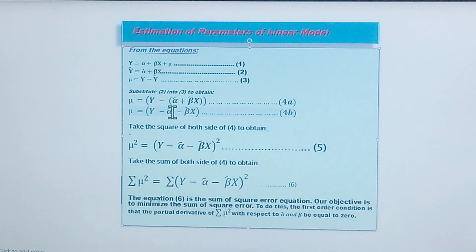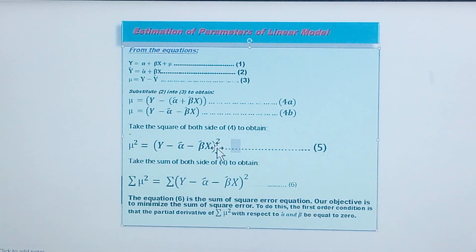So if we open this bracket, y multiplied by alpha, minus multiplied by alpha will give us minus alpha cap. And of course, minus multiplied by plus will give us this minus, and then we have beta cap x. So here we have opened the bracket in equation 4a to obtain equation 4b. The next thing is we are going to take the square of both sides of equation 4b. So we have mu squared equals y minus alpha cap minus beta cap x, all squared.